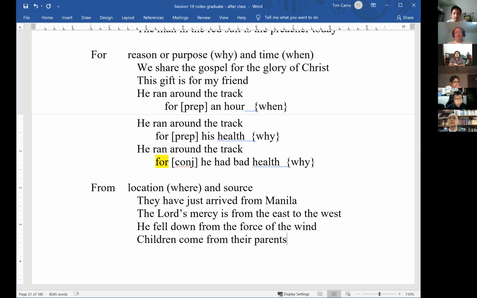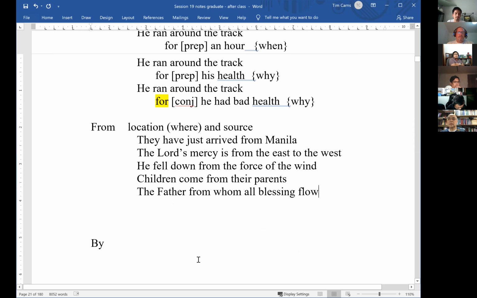Yeah, I think those are pretty common. We'll see a lot in scripture, like the Father from whom all blessings flow. There's another source. Yeah. Okay. All right. Good.